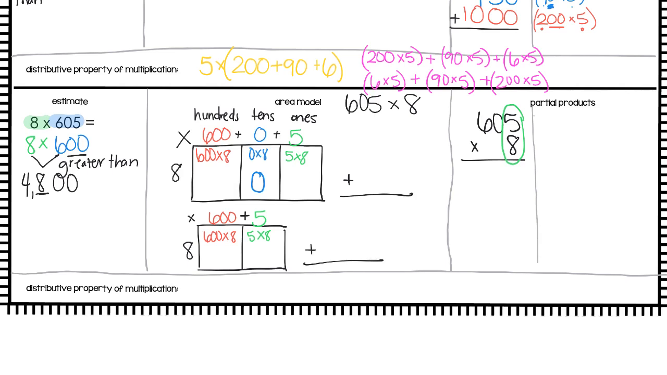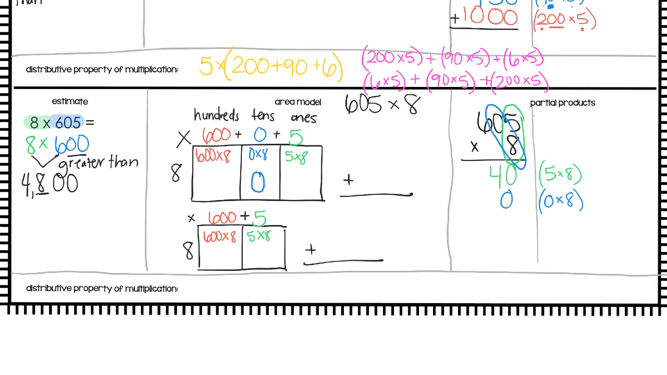Now, once I get good at not writing anything there, I don't have to draw my line. So I have 5 times 8 is, count by 5s, 5, 10, 15, 20, 25, 30, 35, 40. So my 4 goes in my 10s, my 0 goes in my 1s. Next, we're going to take 0 tens times 8. Well, 0 times anything is always going to be 0. So when we took 0 times 8, we still got 0.